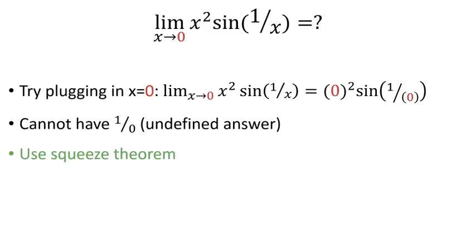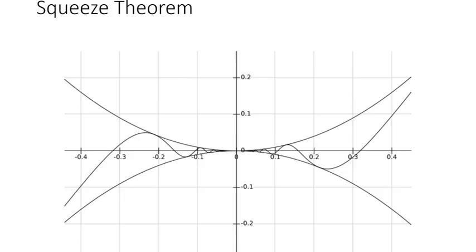So what is the squeeze theorem? Well, it's actually very simple. Let's say we have three functions, f, g, and h. Let's say f and h are the outside functions, and g is always squeezed in between them. That means that it's always in between the functions or equal to them.